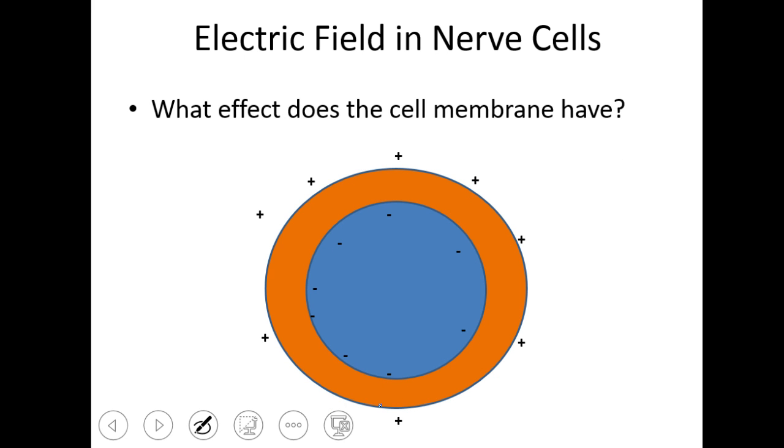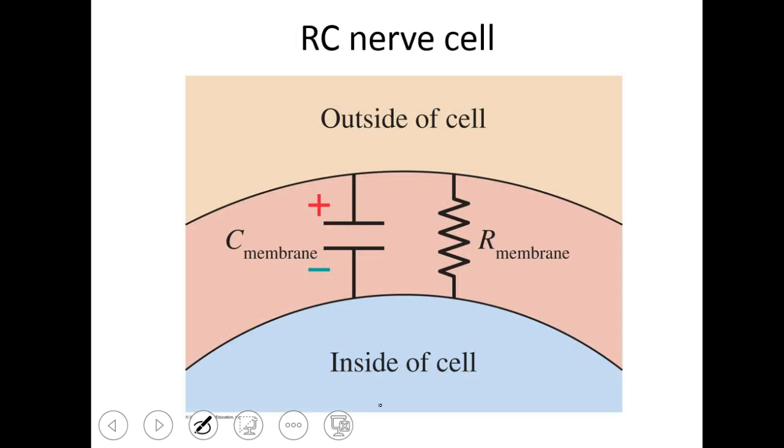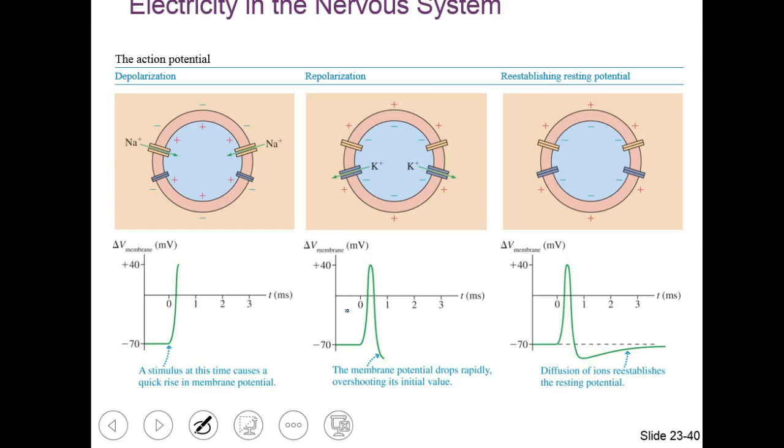And what effect does this have on the cell membrane? Well, it polarizes the whole thing. And so what we see is that it has this RC circuit kind of effect, that there's a resistance in that membrane, and there's a potential on either side of it. And so electricity in the nervous system, the whole way that your body sends signals, is typically that you have a resting potential of negative 70 millivolts on that membrane.